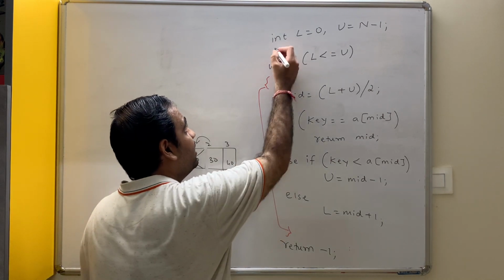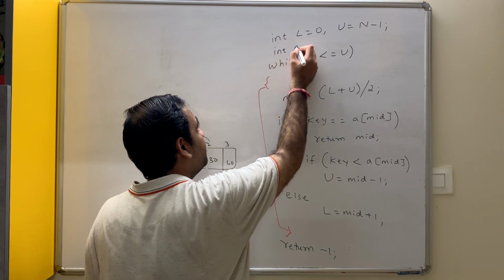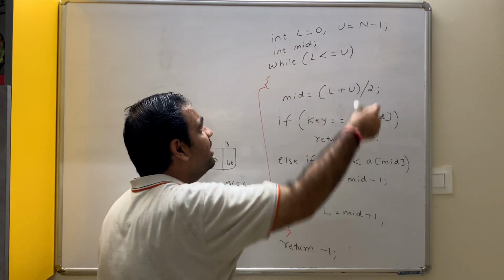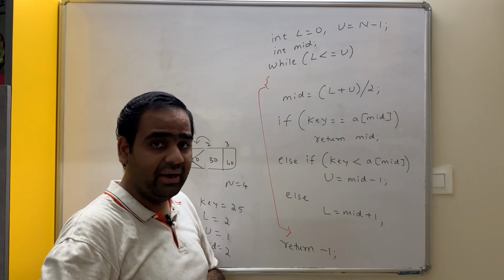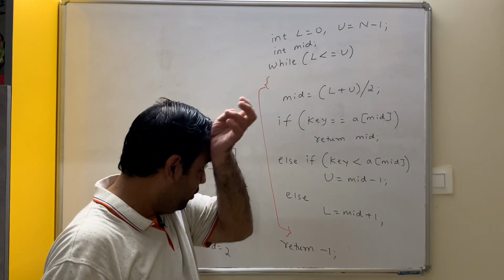And you have to declare one more variable. What is the one more variable we will declare? We will declare mid, and we will see how we make this a function itself and write the program. I hope you understood it.